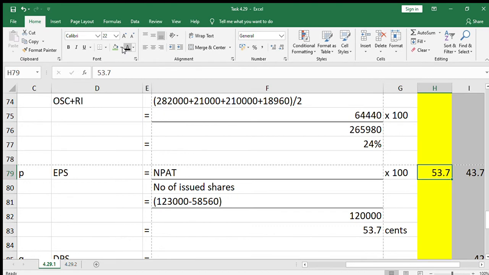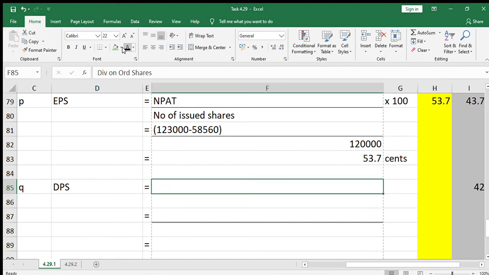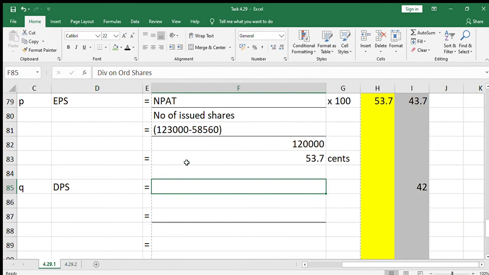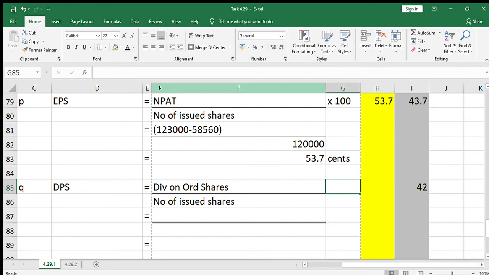Okay, so you can see that the earnings per share has improved from the previous year. Next one, dividends per share. Our formula is dividends on ordinary shares, which means the interim dividend and the final dividend together, divided by the number of issued shares. Again you multiply it by 100 because you want your answer to be in cents.